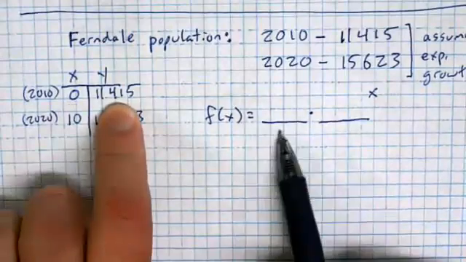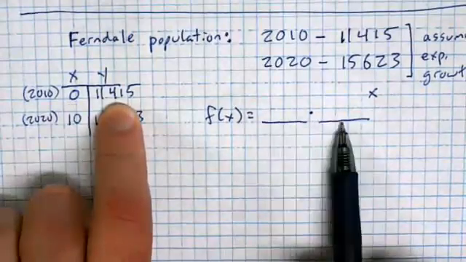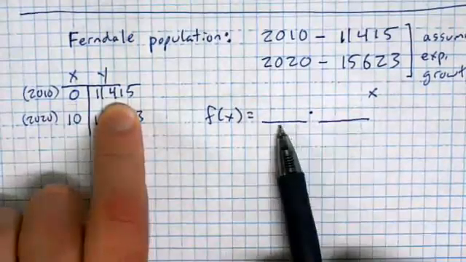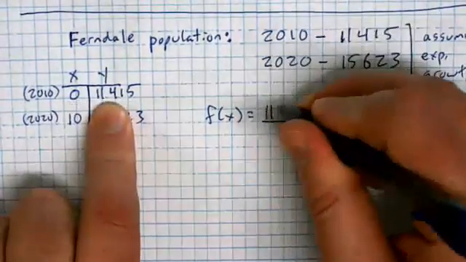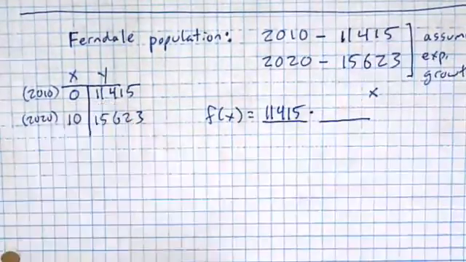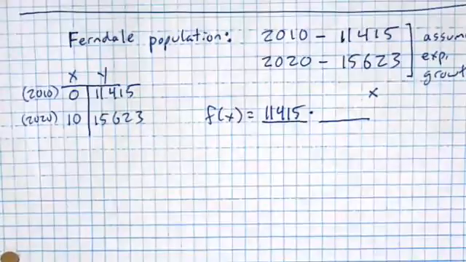Where's that go? Is that the initial value or the base? Well, that's the initial value. That's the starting value, right? So 11,415 is going to go right there. That's great. And then all I'm missing is a base. How are we ever going to find that?